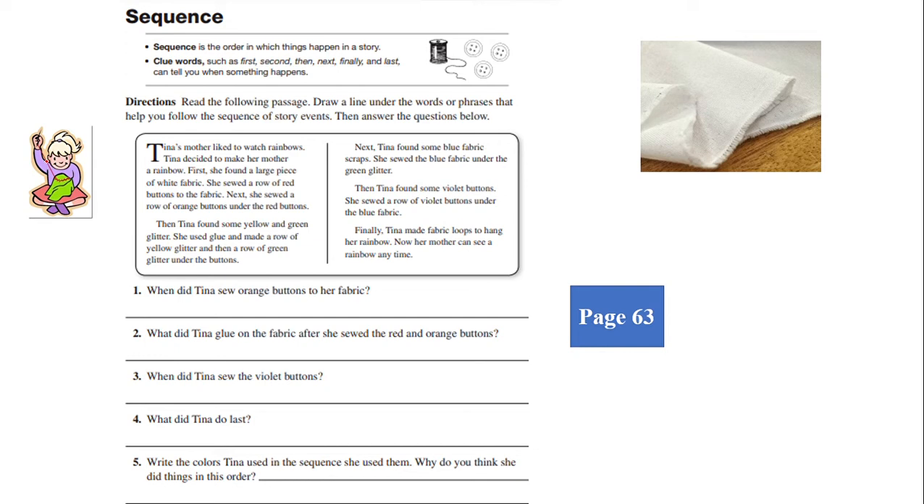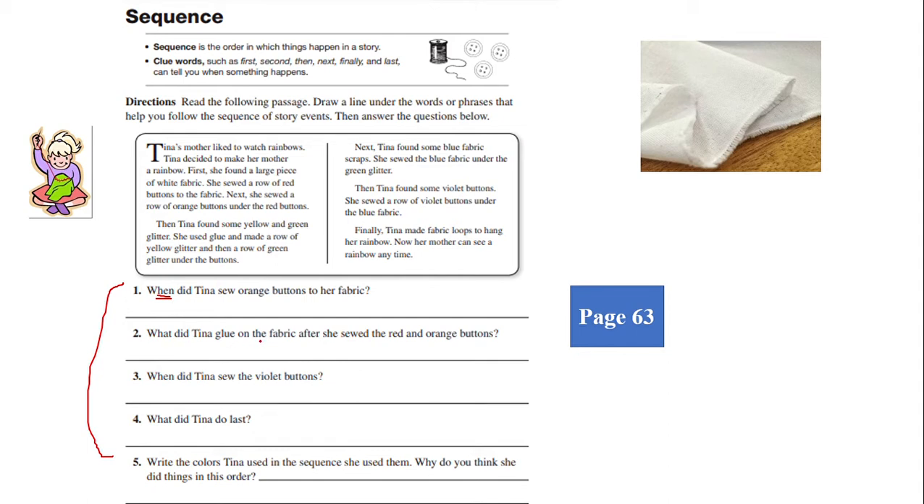Again, it is sequence, but how will I know that it is sequence? I will skim through the questions before I read the text. What do I do? I look at the questions very quickly. I do not have to look through each question. I can just take an idea. What is it about? "When did Tina..." when also, this means that there might be sequence.